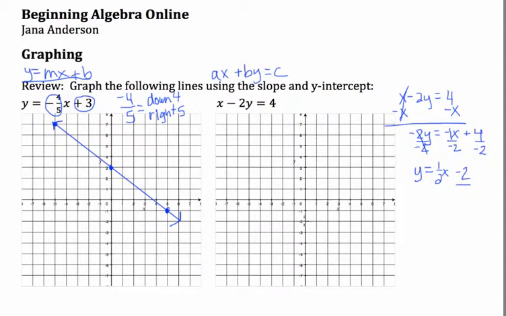We know our b number is negative 2, so we'll cross the y-axis at negative 2. You take your m number and turn it into a fraction. It already is. So that means the pattern between dots will be up 1, right 2. So from our starting point of negative 2, we're going to go up 1, right 2, make a dot. Continue that same pattern backwards. Down 1, left 2.